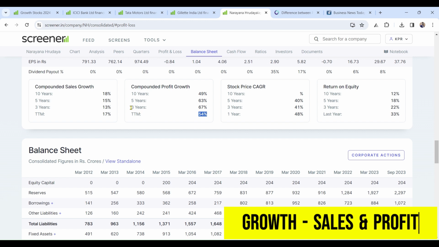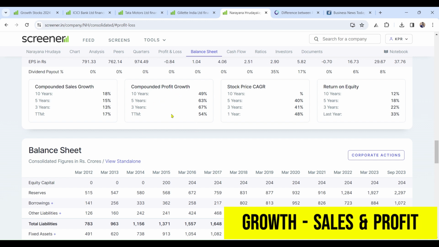Then go for 3 years and see. It's good: 67, 63, 49. These are all extraordinary numbers. For the past 10 years, the company has been giving profit growth of almost 50% and more. That's an extraordinary profit growth factor, right? So this is one parameter to check.